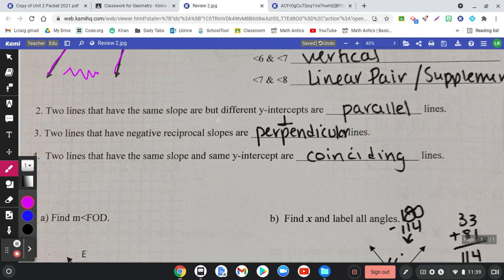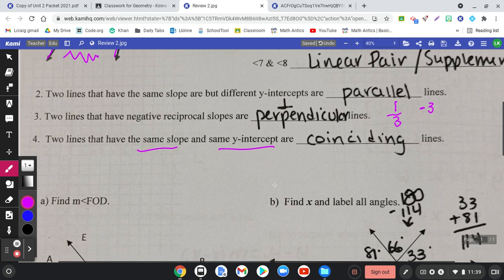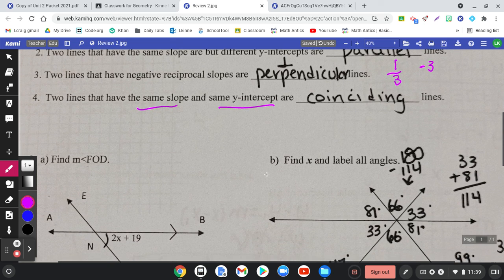All right, a couple other terms that came up. 2 lines that have the same slope but a different y-intercept are parallel. 2 lines that have negative reciprocal slopes, where you flip it and change the sign, for example, if we have 1/3 and then we have -3/1 or just -3, those are perpendicular. 2 lines that have the same slope and same y-intercept are the same line. They're coinciding. Not a term that you're going to have to pull out, but you might have to recognize that they're coinciding lines or the same line.